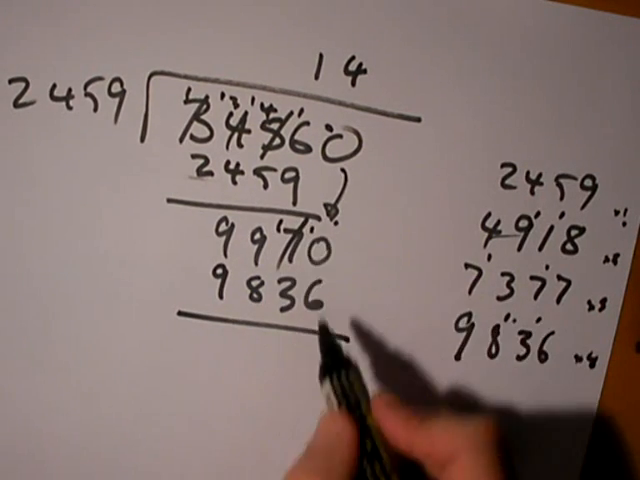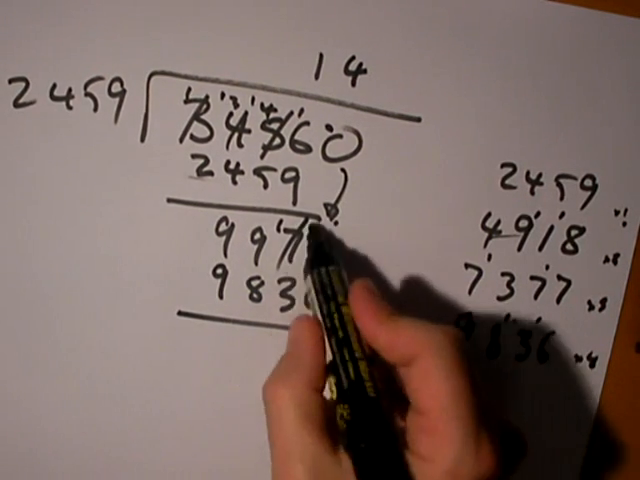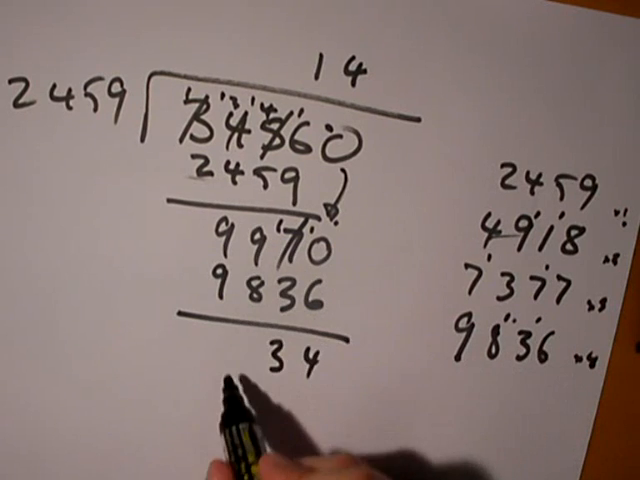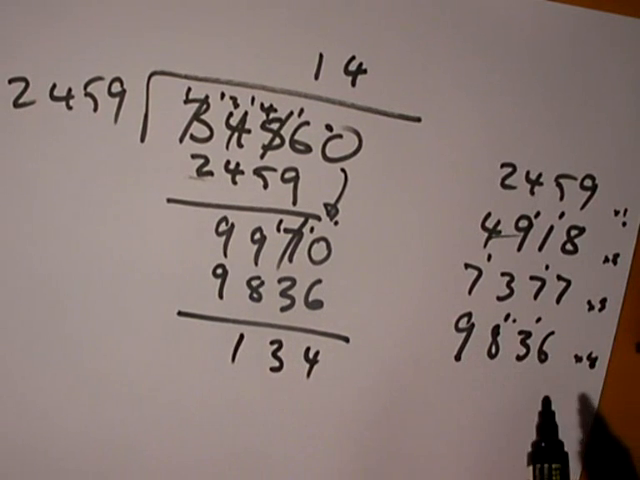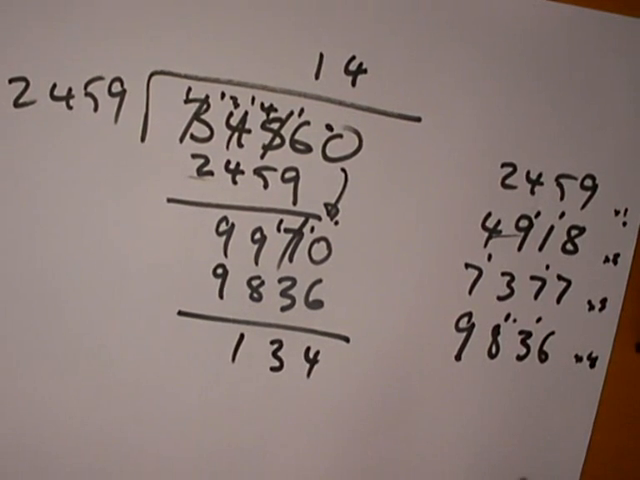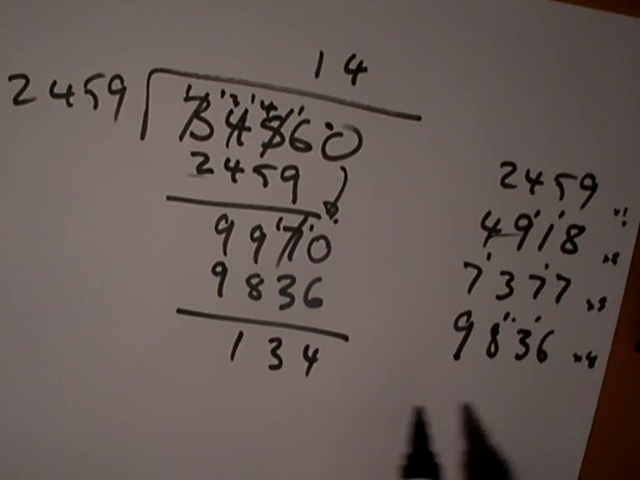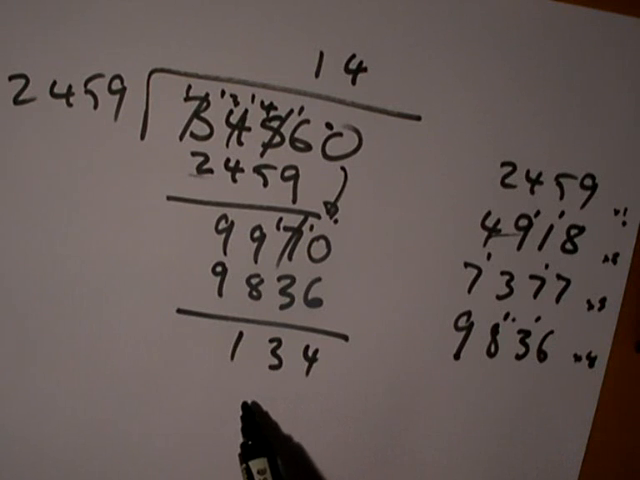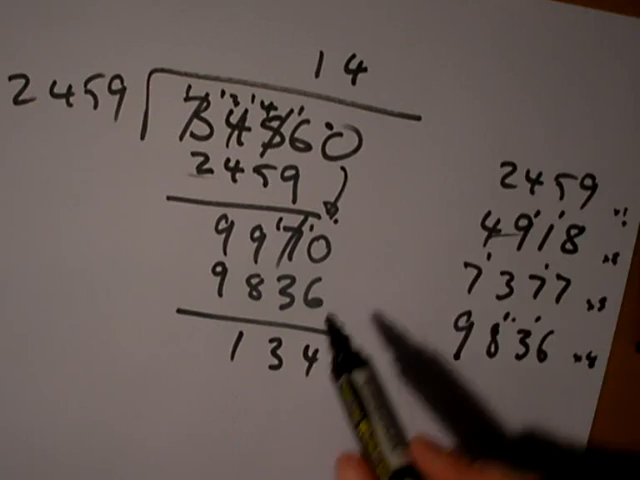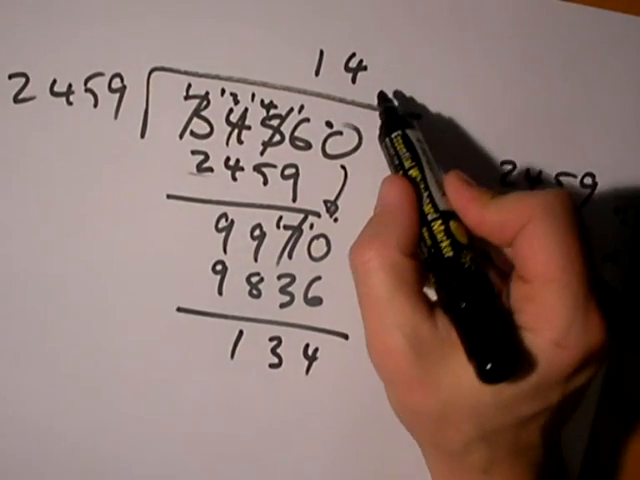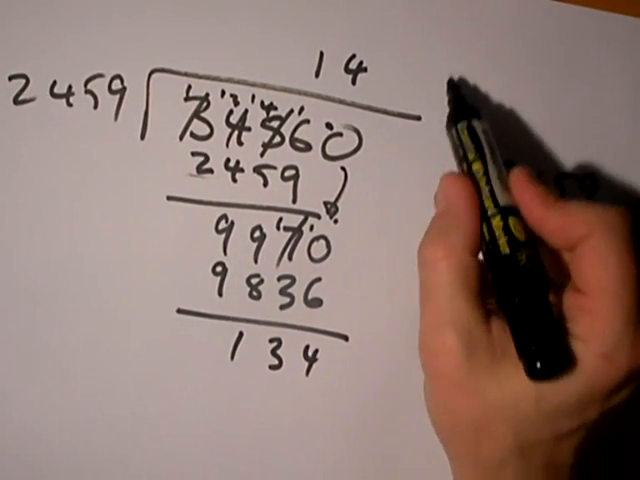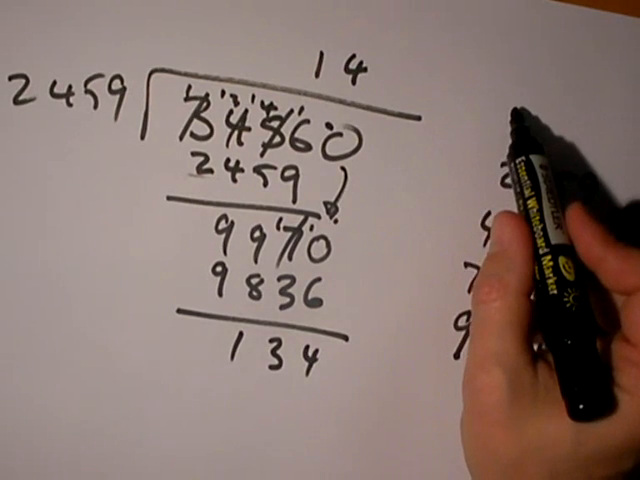Here we go. So 10 take away 6 is 4, 6 take away 3 is 3, 9 take away 8 is 1. 9 take away 9 is 0. So I've got a remainder of 134. Now at this point I've got to make a decision. Am I going to put a decimal point here, a decimal point here, and carry on dividing?